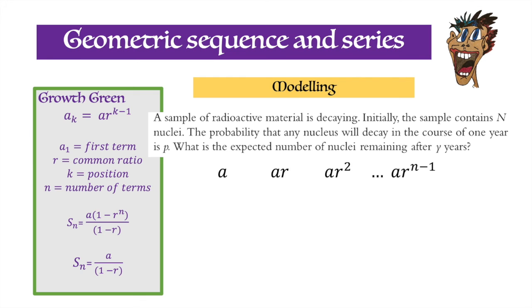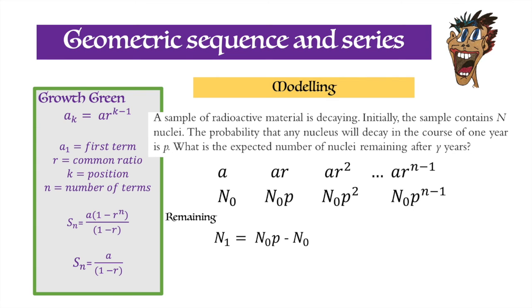But let's just map this out. So I have N subscript 0, so how many nuclei there were right at the beginning. And then after the first year, I multiply that by P, and that tells me how many I have in the second year. And you can see how this works here. But the question is, what is the expected number of nuclei remaining after Y years? And that gets a bit more complex.